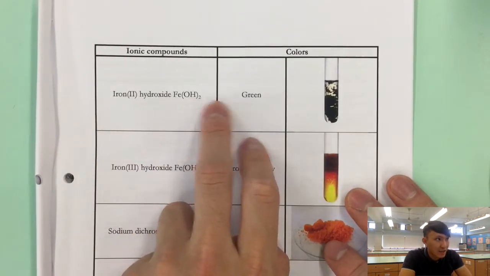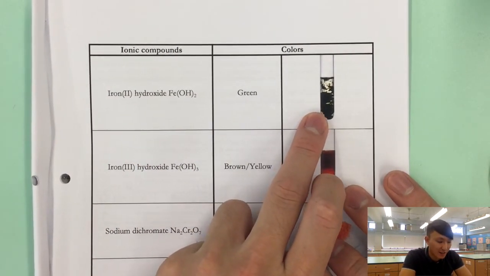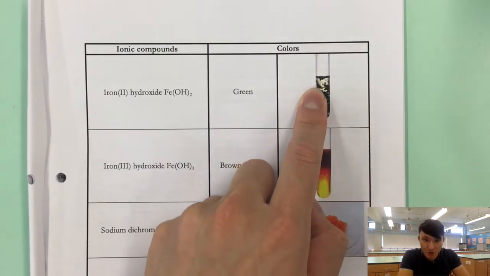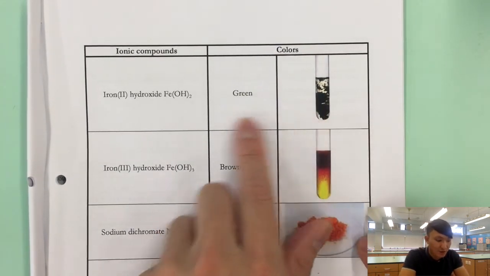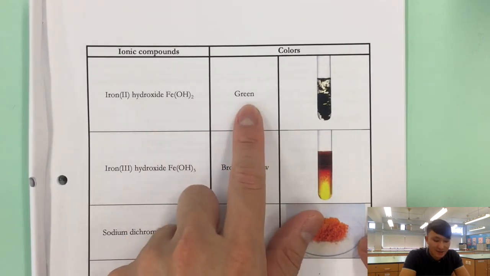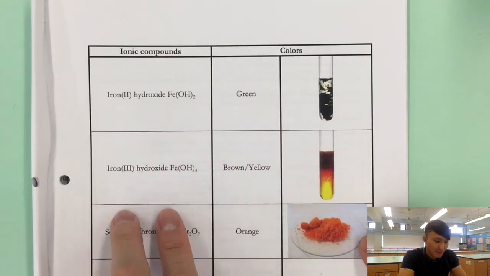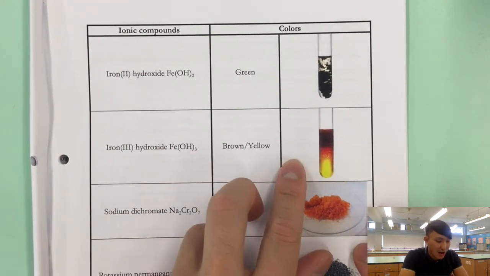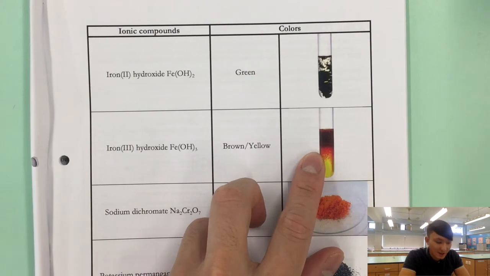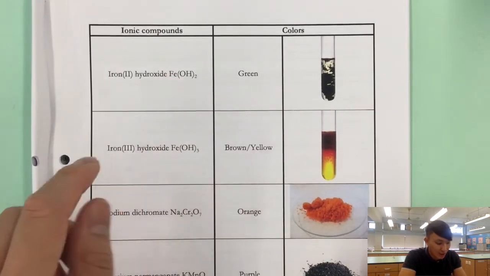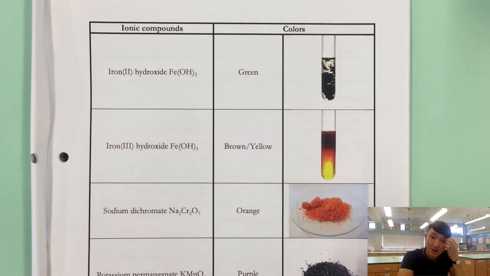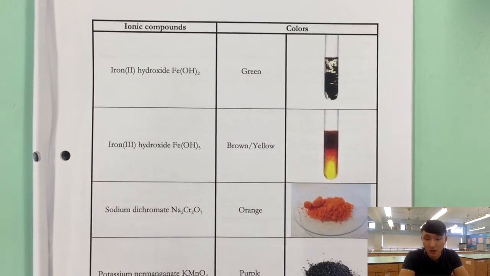Iron(II) hydroxide gives you a green precipitate, a green solid. So forget about those solutions. We are talking about the solid here. Iron(II) hydroxide is green in color due to the iron(II) ions. Iron(III) hydroxide gives you a brown to yellow solid. Now these are all solids. Actually, all of these that I'm showing you are solids, because an ionic compound is a solid unless it is dissolved in water.